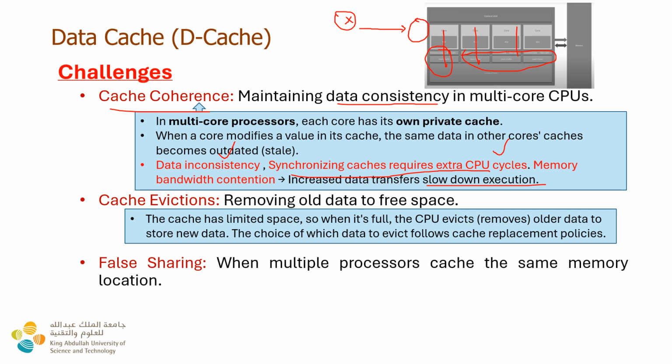Another one is cache evictions, which means that if we bring new data to the cache, since the cache size is very small, we have to remove existing data from the cache. So this is another problem: which data we have to replace with the new data.